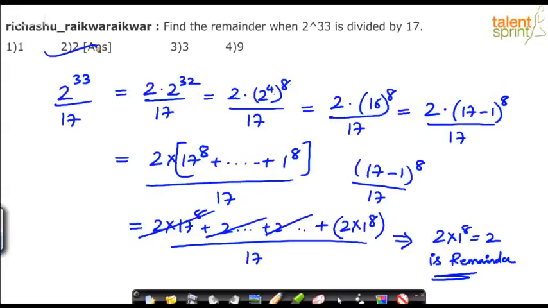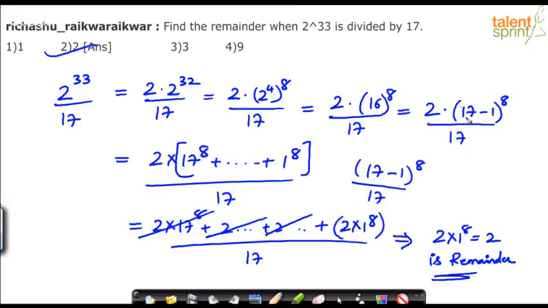Rishabh Ranjan says he has not understood it. Rishabh Ranjan, I am sure the first line is very clear. We are just expressing 2 power 33 as 2 into 2 power 32, then 2 power 32 as 2 power 4 whole power 8, then 2 power 4 is 16 power 8, and 16 is being taken as 17 minus 1 whole to the power of 8.